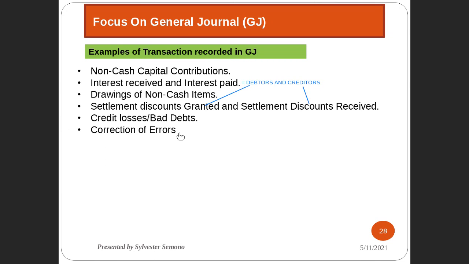The last one here, you can see correction of errors. Sometimes we make errors, so those errors will be corrected in the GJ. So guys, I'm not saying these are the only transactions, but these are the common transactions which I've encountered during all these past years that I've been here at Varsity College, lecturing for a long time. Trust me, these are the common ones that you're going to find. And one day you're going to shake my hand when you graduate.